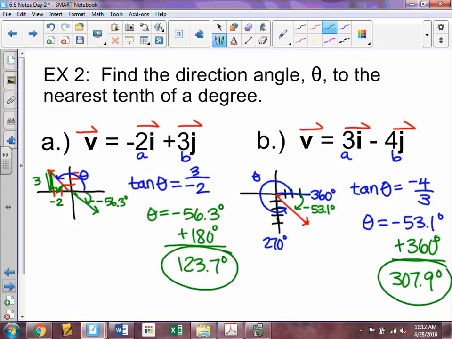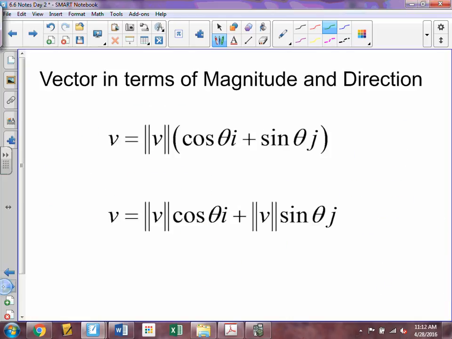If you want the vector that's in the opposite direction, add 180. If you want the vector that's just positive instead of negative in the same location, it's 360. Questions on that? I'll be here to help you as you're doing your homework. If you're working through it, you should be able to get there.